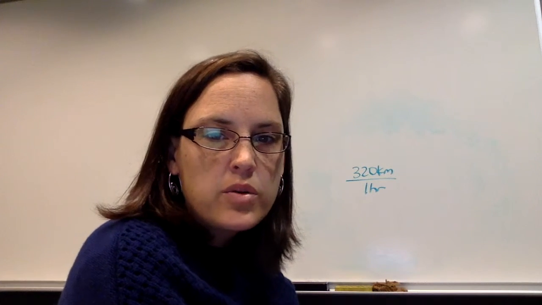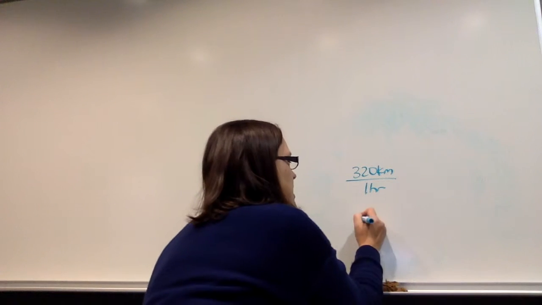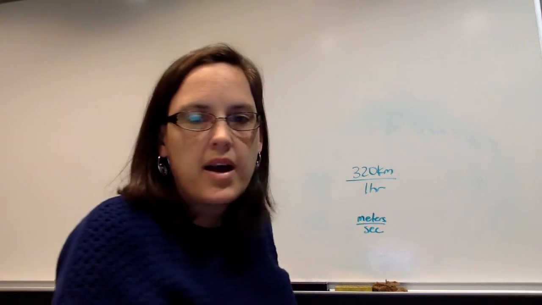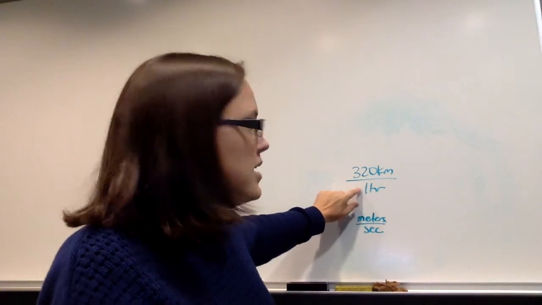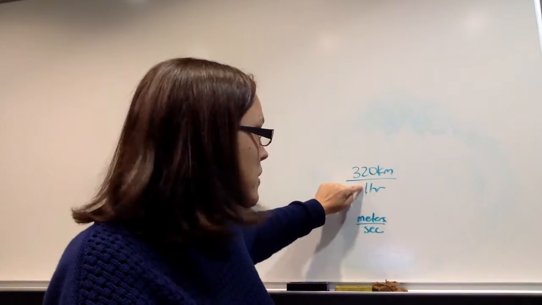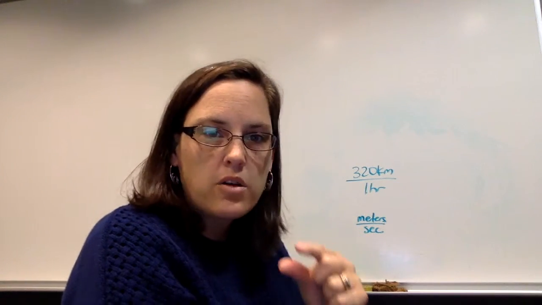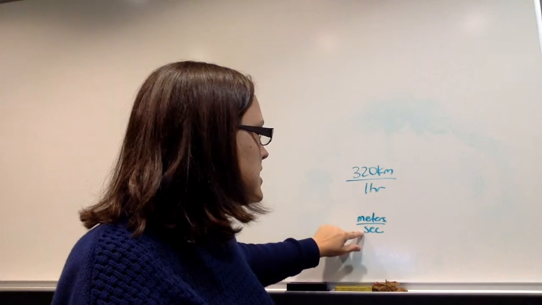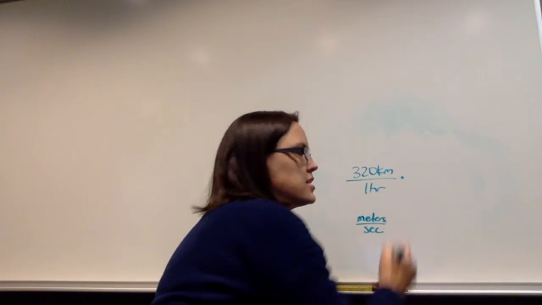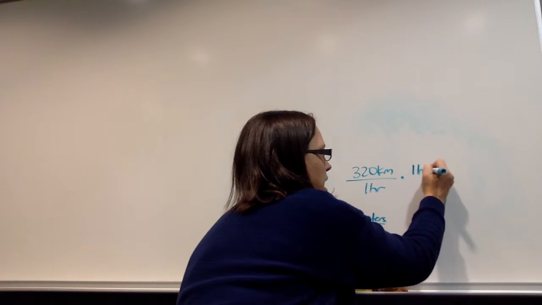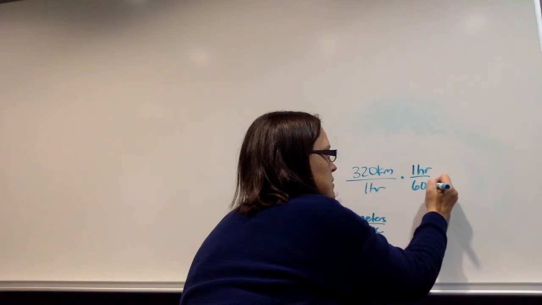Then it wants me to go to meters per second. So I'm going to start with my time, and I'm going to figure out how to get from hours to seconds. And how I do that is working in smaller chunks to get from hours to seconds. So I know that there are 60 minutes in 1 hour. So I'm going to put 1 hour over 60 minutes.